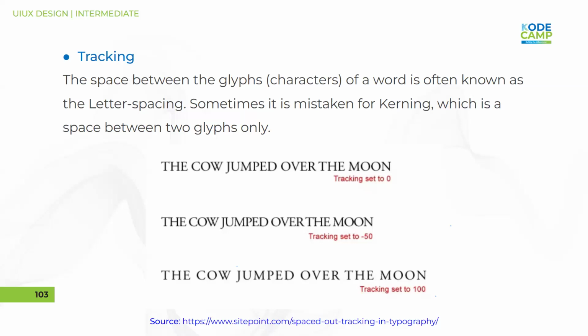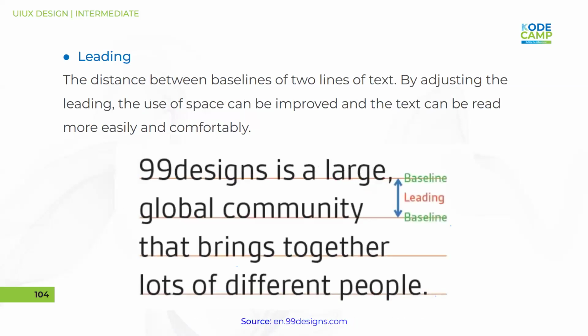All right. So we also have the third one, which is leading. This is the distance between the baselines of two lines of text. By adjusting the leading, the use of space can be improved and the text can be read more easily and comfortably. Looking at the example here, you can see the spacing between the first line and the second line is comfortable and easier for users to read.